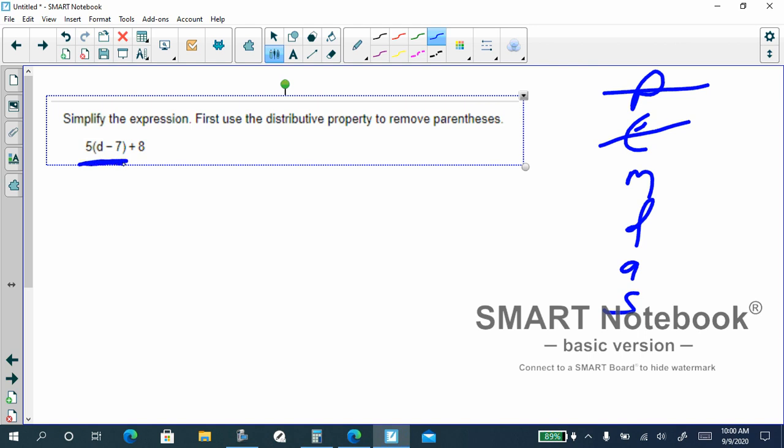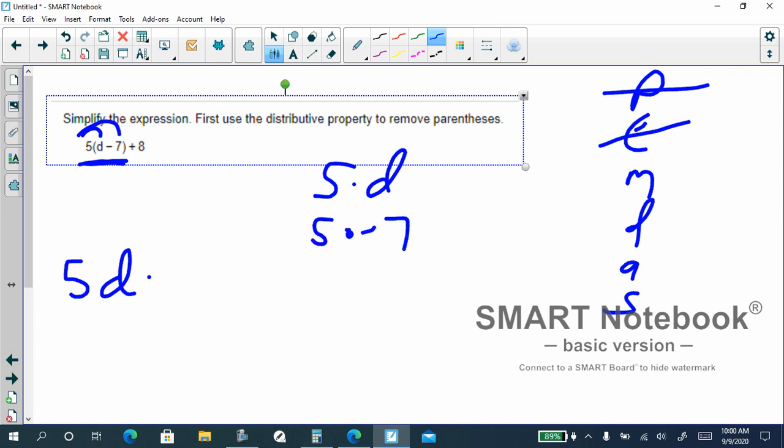We saw that if we have a number or a letter in front of our parentheses, that gets distributed to both terms. So we have 5 times D, so 5D. We have 5 times -7, so a positive times a negative, 5 times 7. So we distributed the 5, and we only distribute it to what's in the parentheses. We don't distribute it to the 8 because the 8 is not in parentheses. We just bring our 8 down.